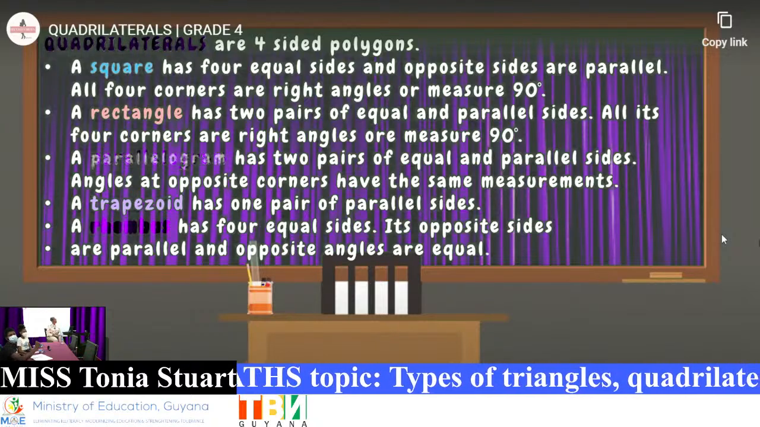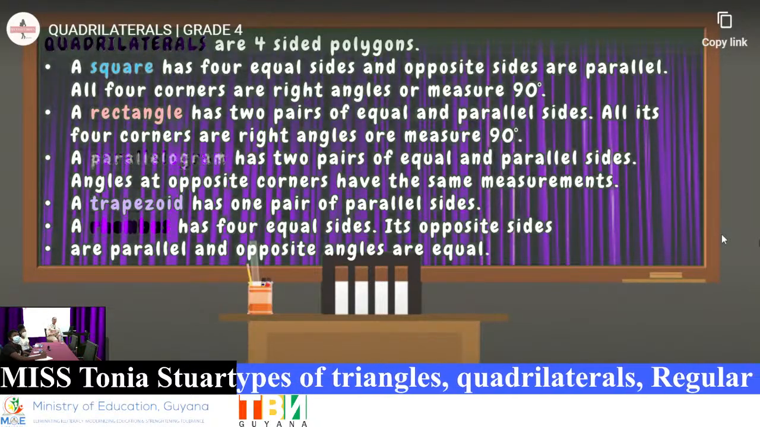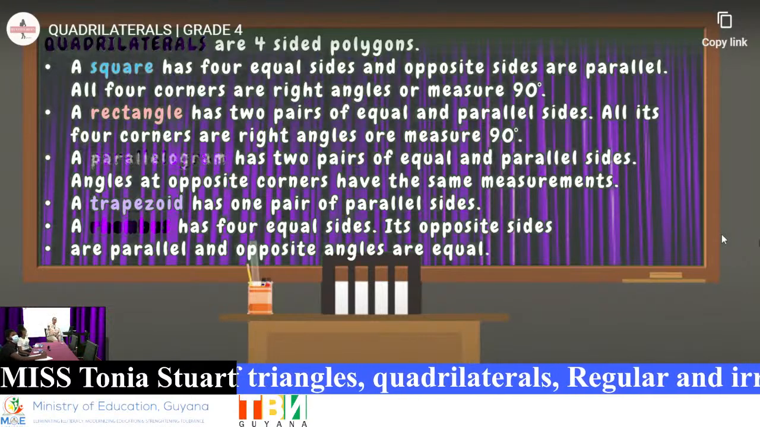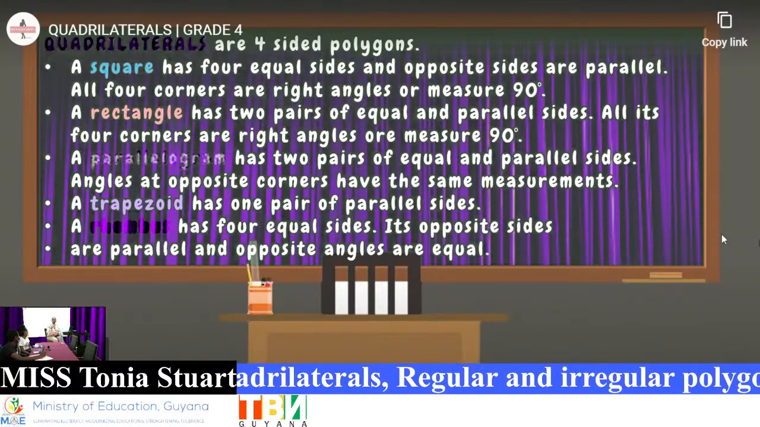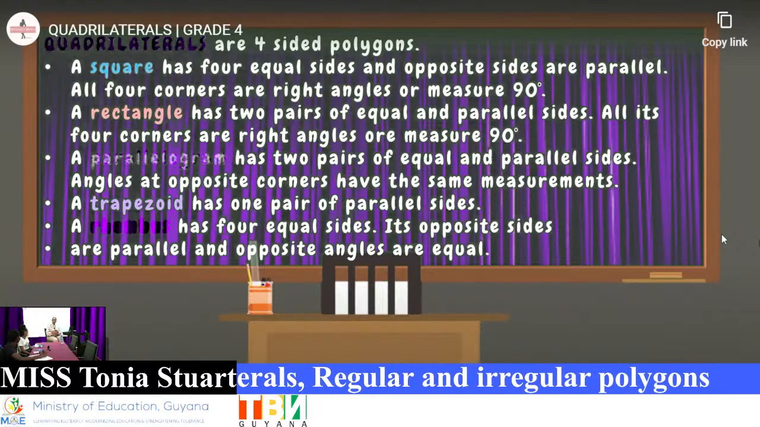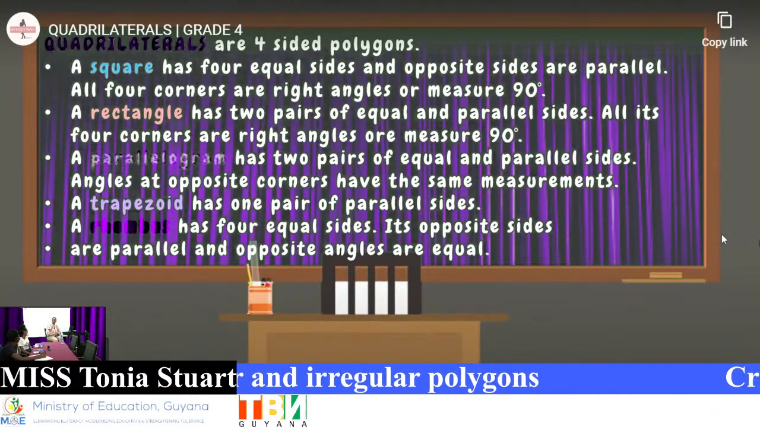A trapezoid has one pair of parallel sides. Okay, one pair of parallel sides. And there we come to what you would have been explaining. They had the parallel sides, one shorter than the other. Right? And they had the two slanted sides.